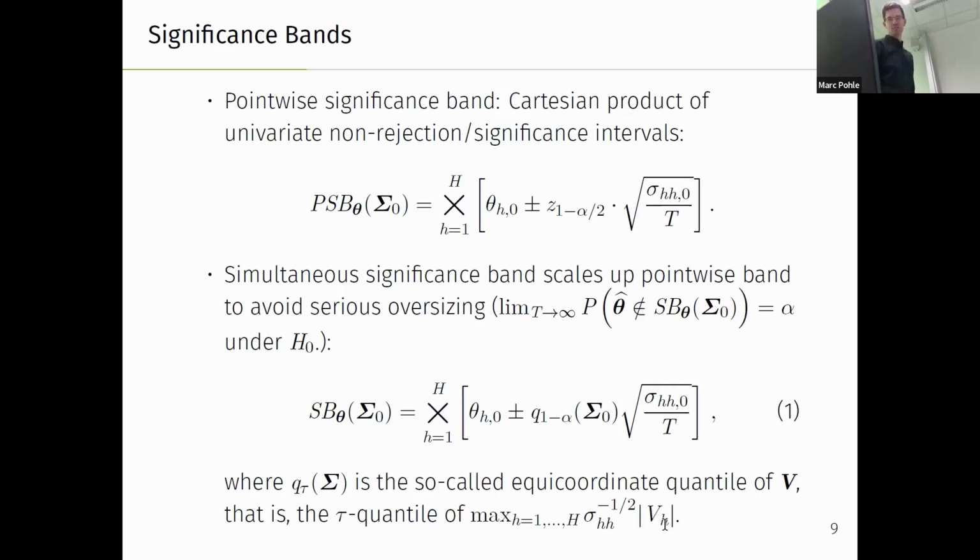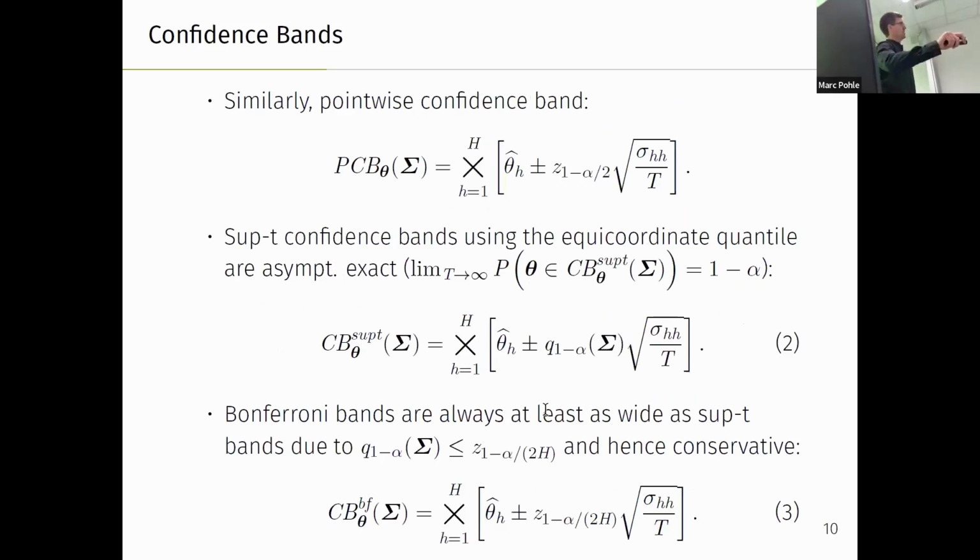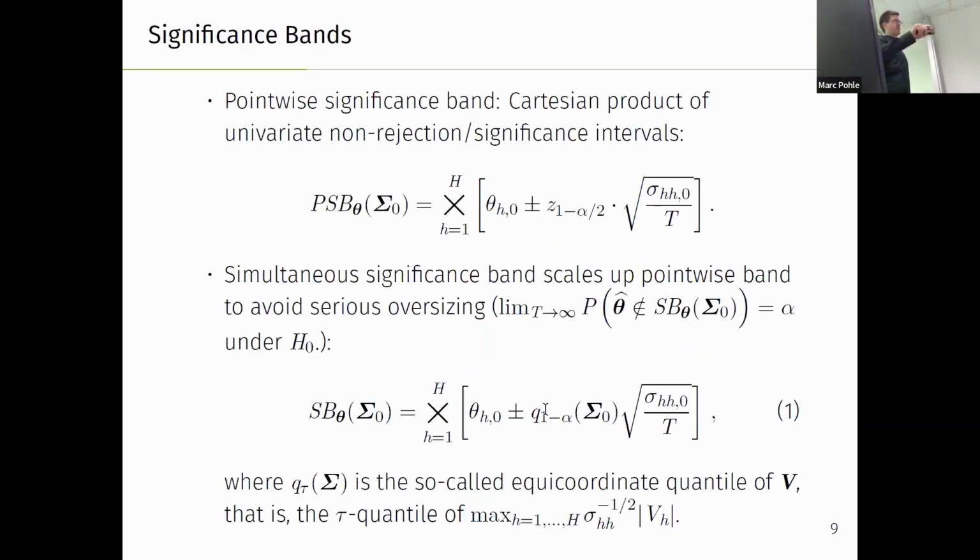A Bonferroni band would simply replace this equicoordinate quantile with this quantile from the normal distribution, and it would be conservative, so not have exact asymptotic coverage of 90%, for example. So this equicoordinate quantile is the best thing you can do in theory, because it uses the information on the dependence structure, and the Bonferroni band doesn't. The Bonferroni band, as a multiple testing correction, is conservative. But this can also be more powerful, smaller.